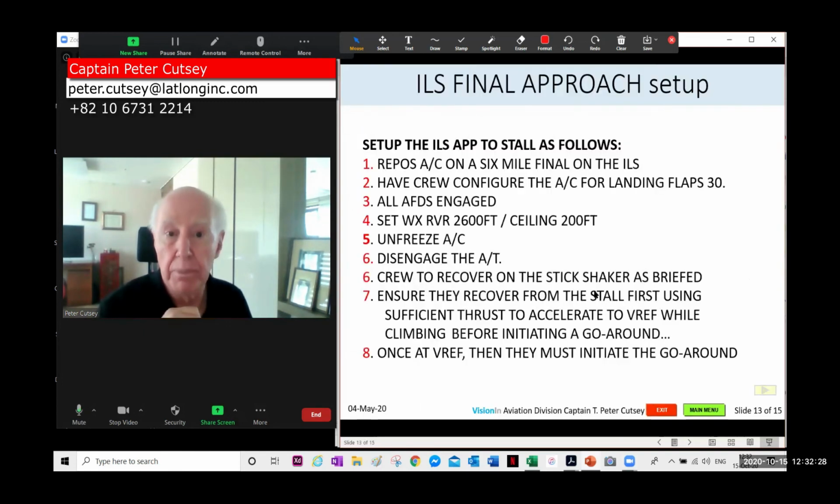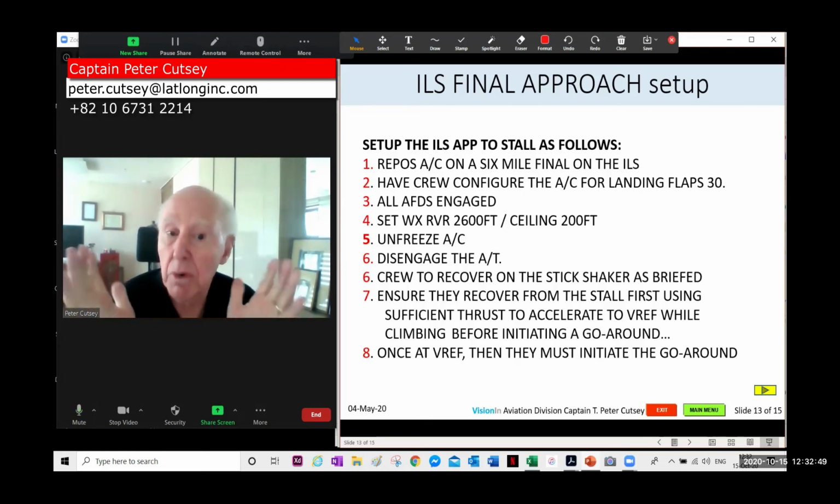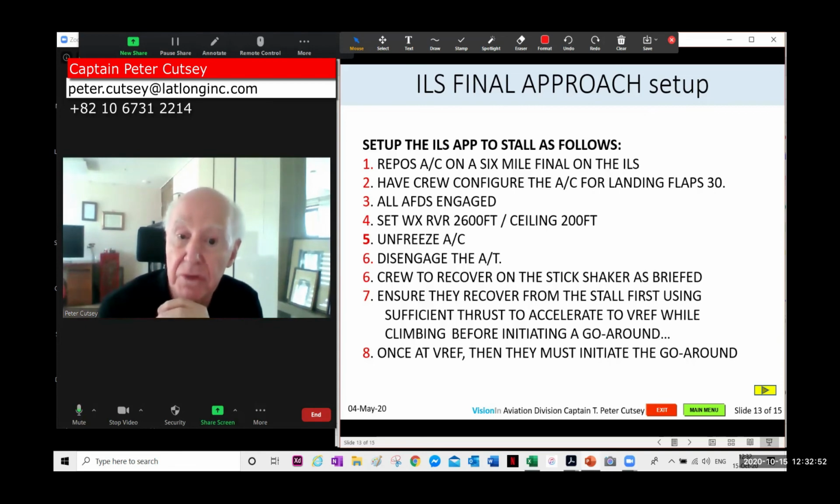The ILS final approach stall, your instructor will set you up. He'll have you dial in an ILS, reposition the aircraft on a 6-mile final. I find this works great. And of course, set the weather to perhaps a 200-foot ceiling. So have the crew configure the aircraft for landing at flaps 30 with all AFDS engaged and setting the weather to 2,600 feet RVR and the ceiling 200 feet. And then unfreeze the aircraft. Disengage the auto throttle once the crew are established on final. And the crew are to recover on the stick shaker as briefed.